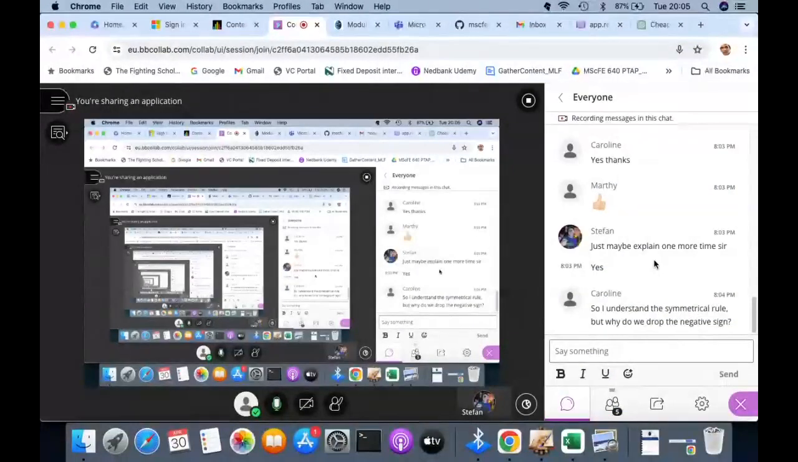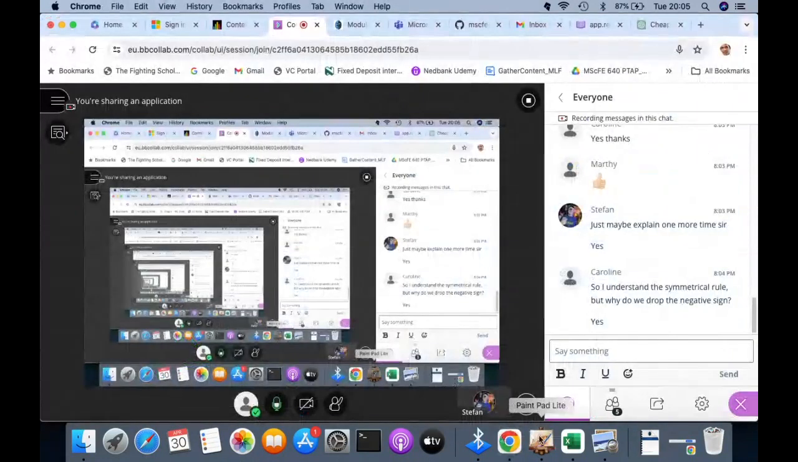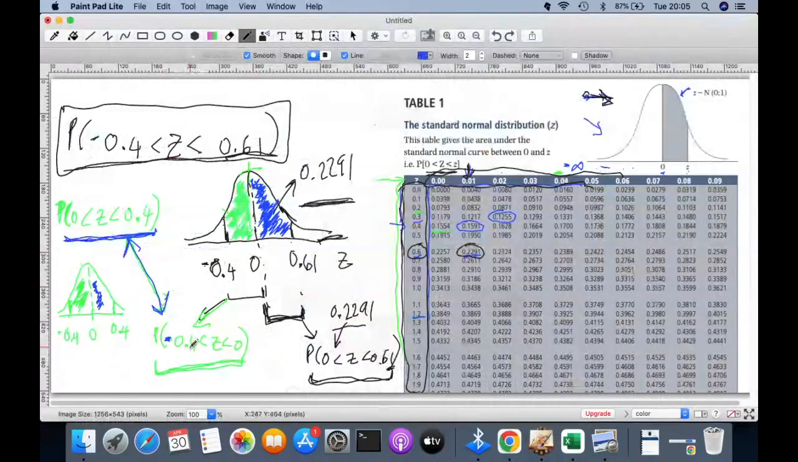So I understand the symmetry. Well, why do we drop the negative sign? So the negative sign. Kind of, if I understand, you're saying it's negative 0.4 here, and then when we do it here, there's no negative, and there's a positive 0.4. Is that your question? Okay, fantastic. I'll explain this. Clear out the whiteboard.